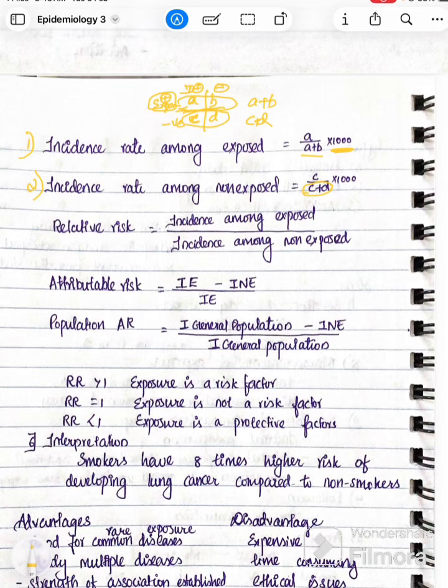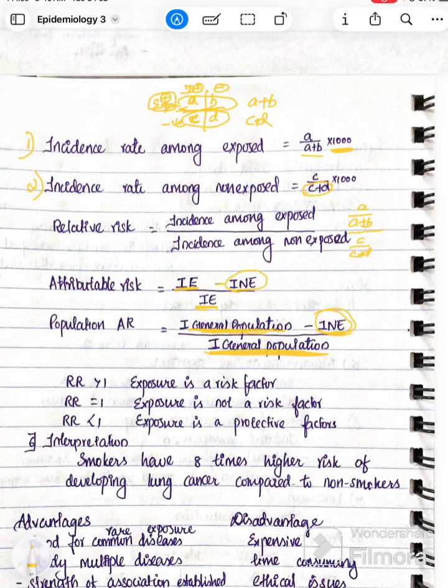Now relative risk means incidence among exposed divided by incidence rate among non-exposed. Now attributable risk: incidence among exposed minus incidence among non-exposed, divided by incidence among exposed. Population attributable risk: incidence among general population minus incidence among non-exposed. This non-exposed is always there. Try to remember, it won't change in both formulas. Incidence among general population minus incidence among non-exposed, divided by incidence among general population.